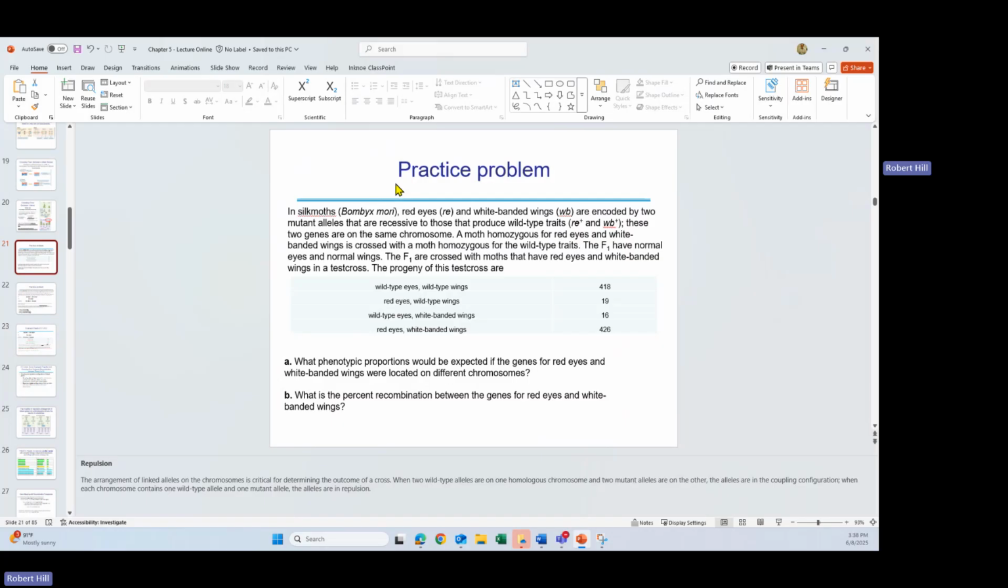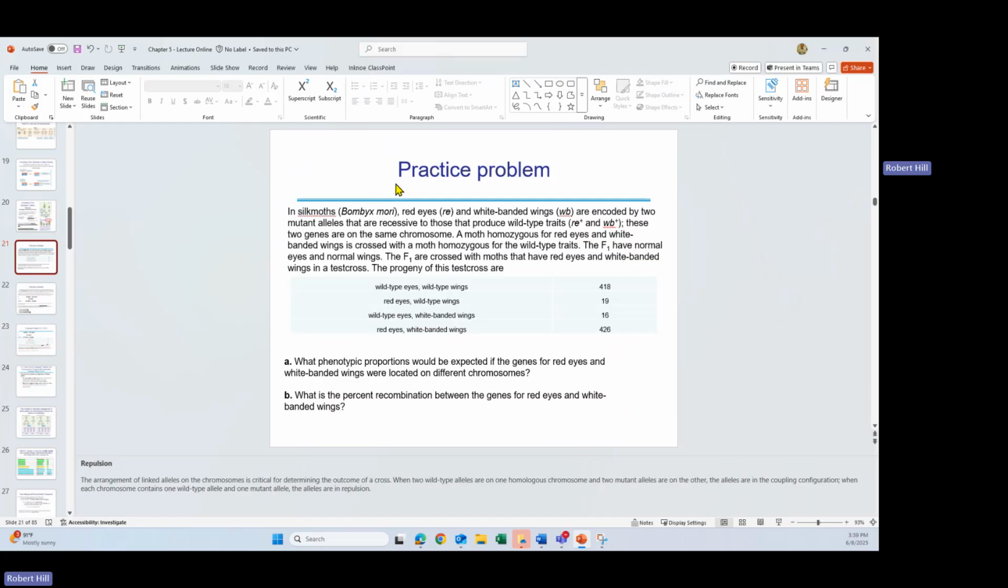All right, here's the problem. A moth homozygous for red eyes and white banded wings. At this point, I'm usually using a pencil and starting to write stuff down. But also, maybe without doing that, look at the problem and start to think about what we learned in this chapter and see how it applies. So a moth homozygous for red eyes and white banded wings is crossed with a moth homozygous for the wild type traits. Okay, so we haven't done a test cross here. It looks like just a typical P and F1.